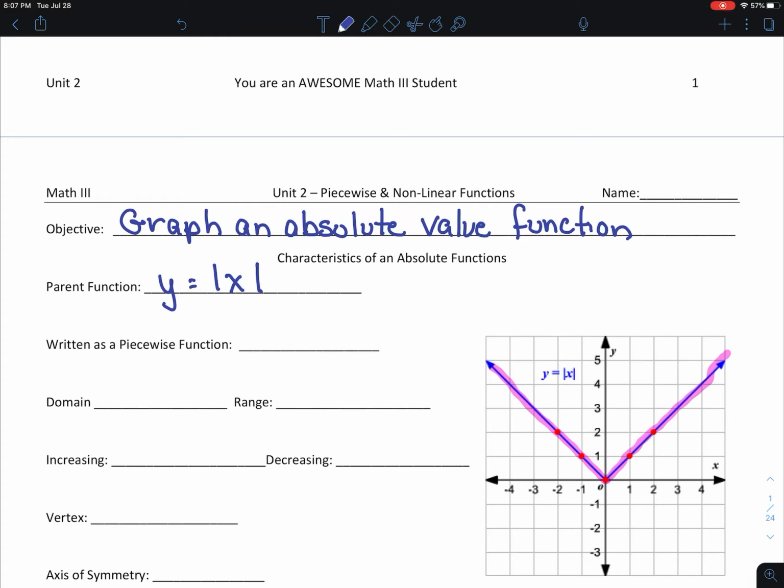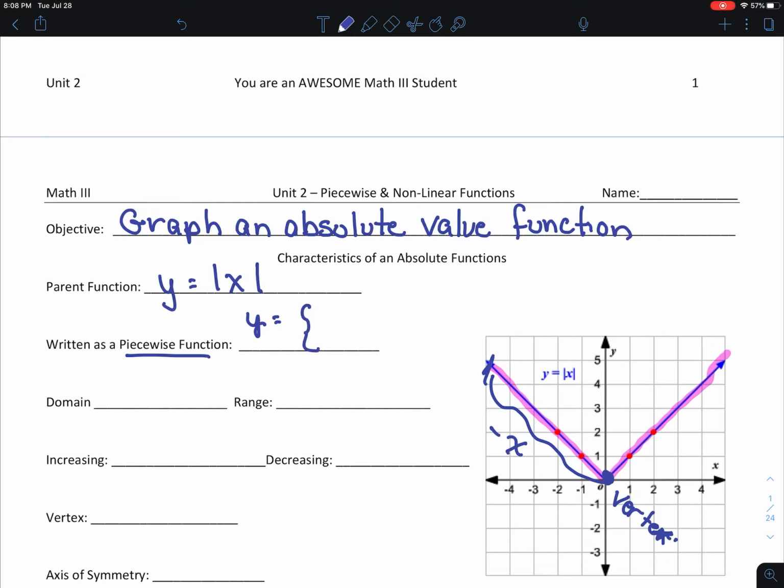We can write this as a piecewise function, noticing that there's two pieces, two linear functions that converge at what we call the vertex. This is called the vertex. And so it's broken up into pieces by the vertex. This first piece is simply negative x. It has a slope of -1 and a y-intercept of 0. So that first piece is just negative x.